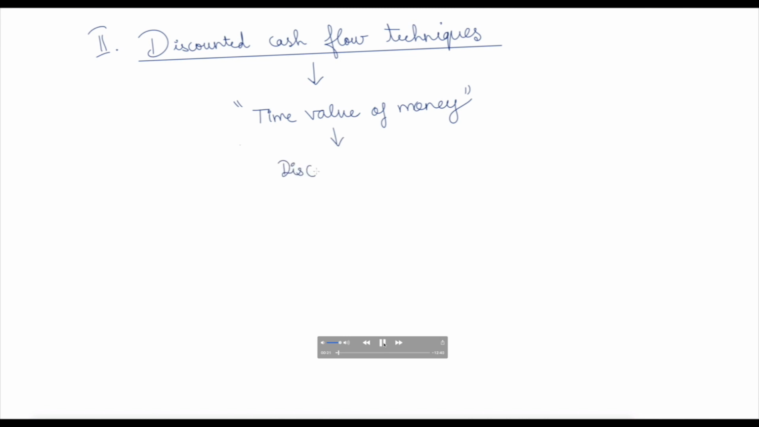So what is meant by that? It is nothing but you're going to discount your cash flows to their present value. The amount that I'm going to receive in future will be discounted to the present value. What is the value of that amount today will be found here. So since we are just discounting the cash flow to their present value, this technique is also called as present value technique.